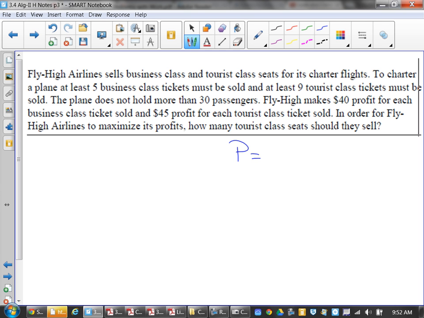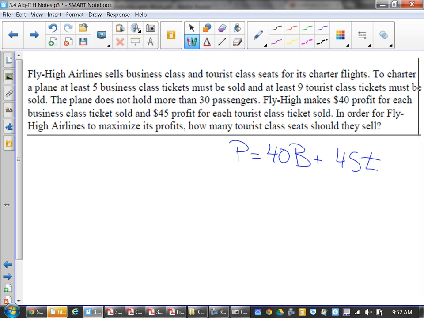There were 2 types, business and tourist. Label them, a B and a T. What was the profit of a business? 40. So $40 times your business plus, what was it, 45 for your tourist. Okay. Now, that's your objective function. That's what you're going to use at the very end.